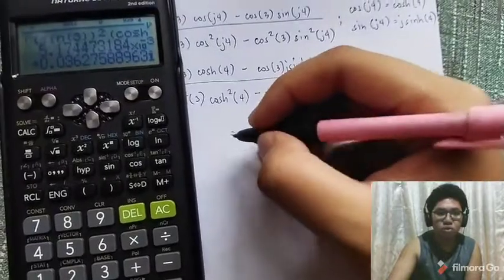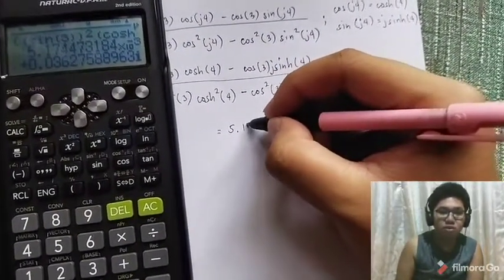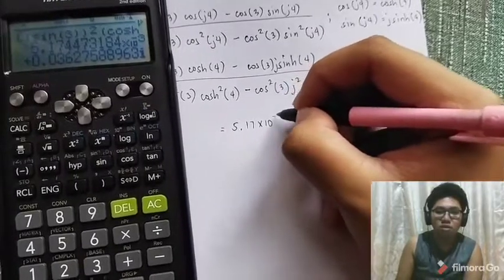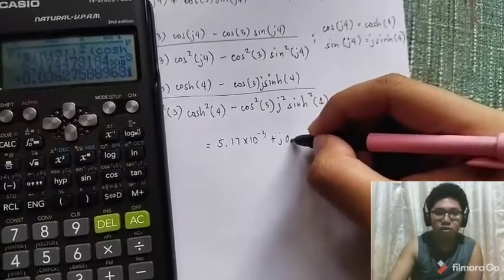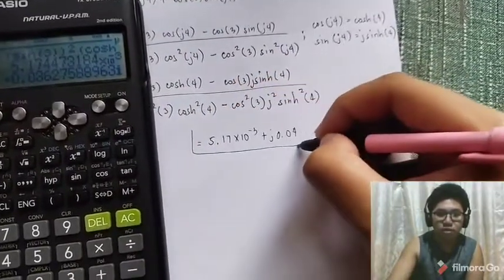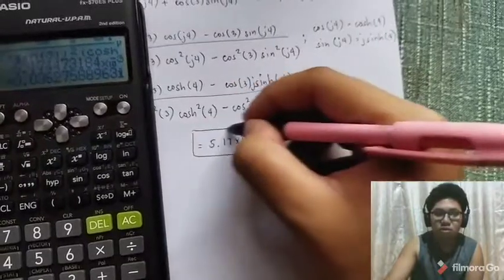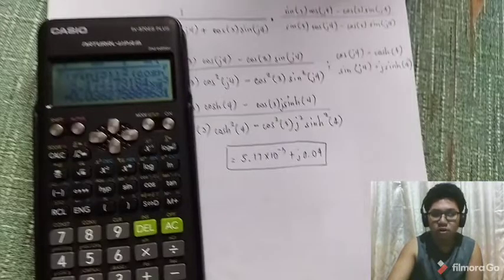So our calculator should be in complex mode and in radian mode. So the answer for problem number 1 is 5.17 times 10 raised to negative 3 plus j 0.04.